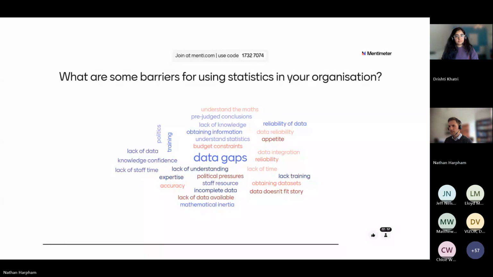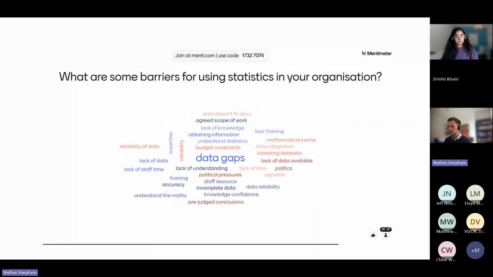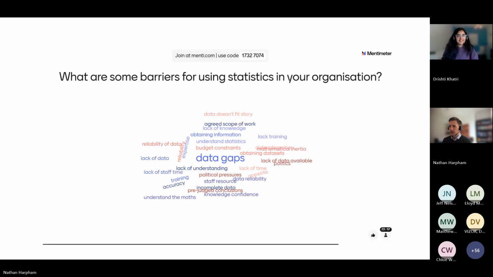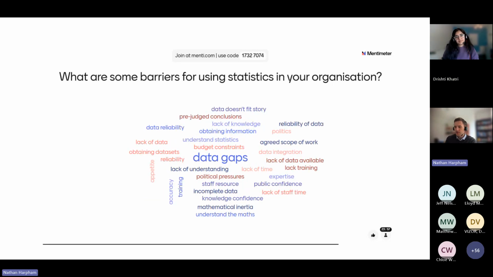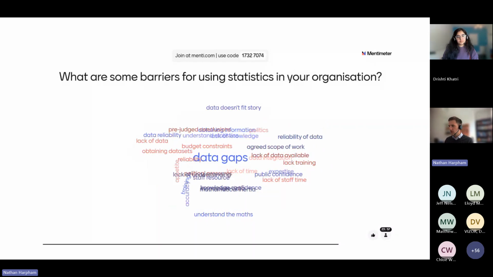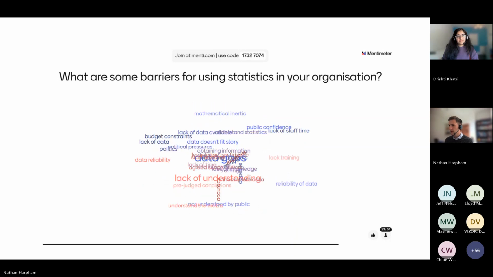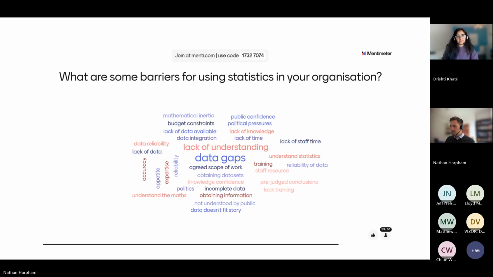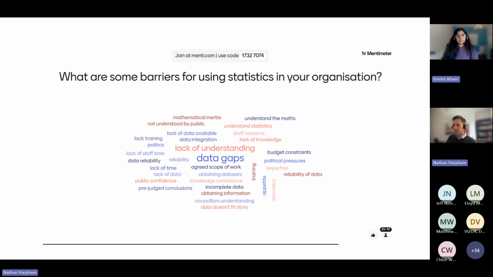Appetite. Budgets, understanding, information. Agreed scope of work, that's interesting as well. Yeah, that's an interesting one because I often find that statistics is not super well thought about within a scope. Or maybe it's tagged along, or maybe we could try do some stats with that, but it's not thought about until further down the line. Great. All right, should we move on to the next one? Yep.